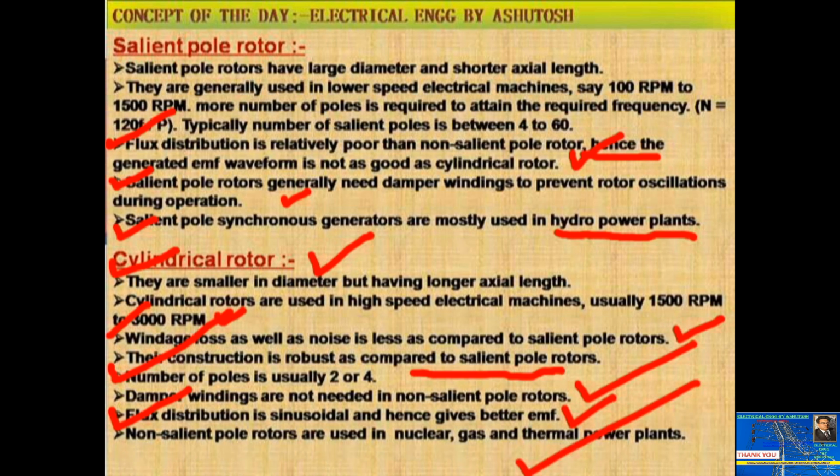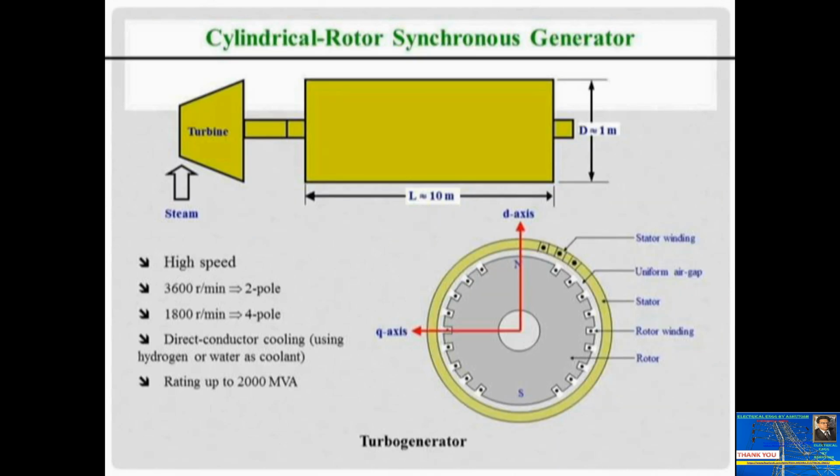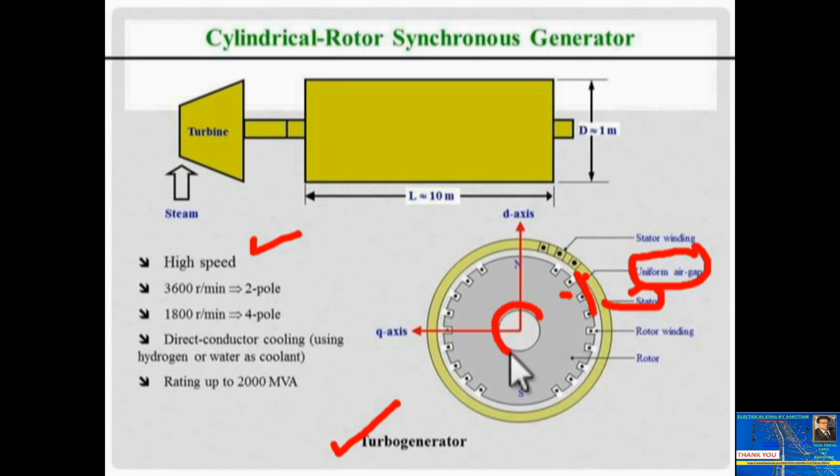So guys, you can see this difference, and you can see in the picture that the salient pole rotor has a larger diameter and shorter axial length, these are the field windings. Also you can see this is the cylindrical rotor, these are called high speed or turbo generators, turbo alternators. You can see here a uniform air gap between stator and rotor; this space between them is called the air gap. So guys, this is the stator and this is the rotor, and these are rotor windings, these are rotor slots, and windings are placed in these slots you can see over here.